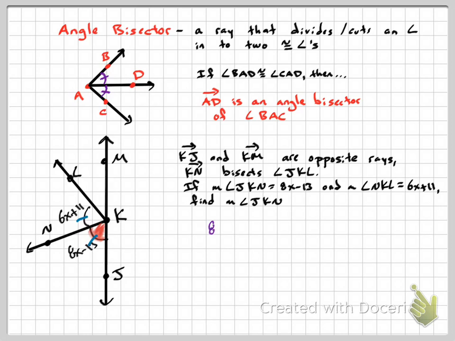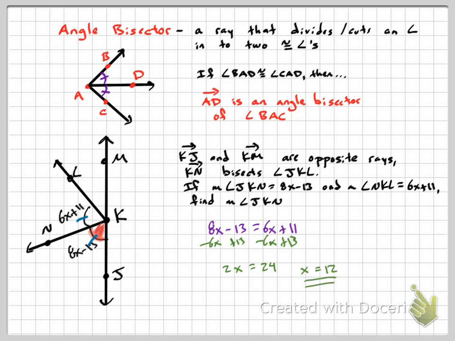So our setup would be 8x minus 13 equals 6x plus 11. And then from there, I need to solve for x. So I'm going to subtract 6x, and then I'm going to add 13. So then I get 2x equals 11 plus 13 is 24. So that means x equals 12.